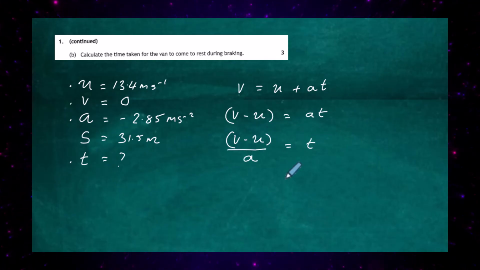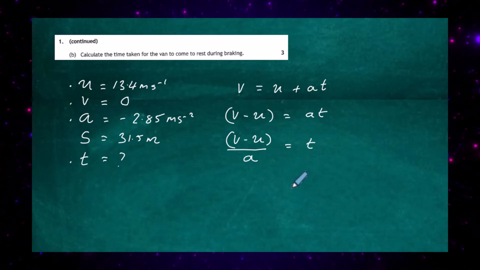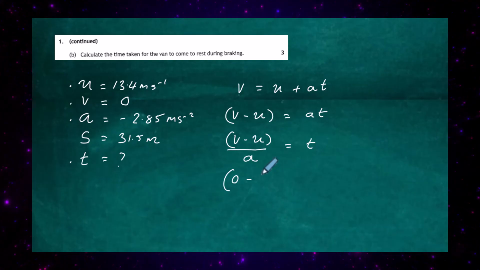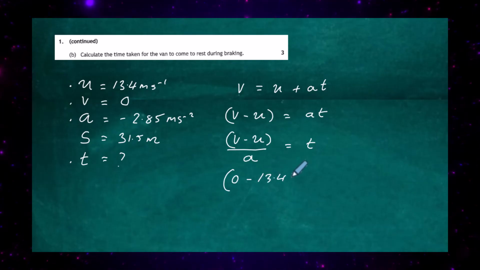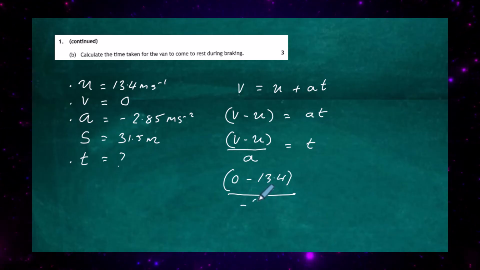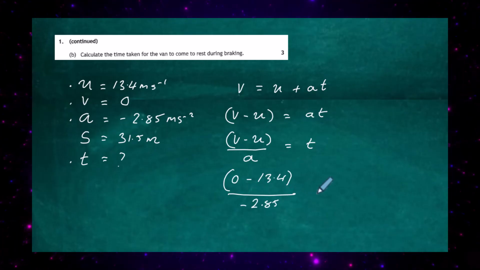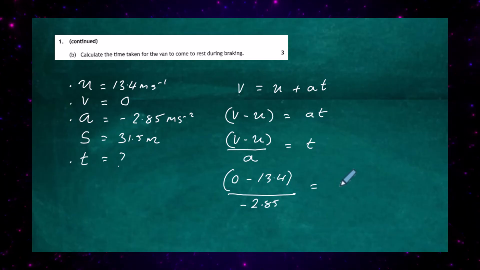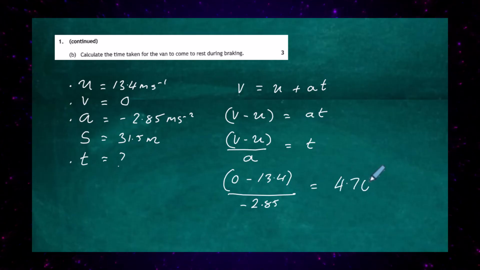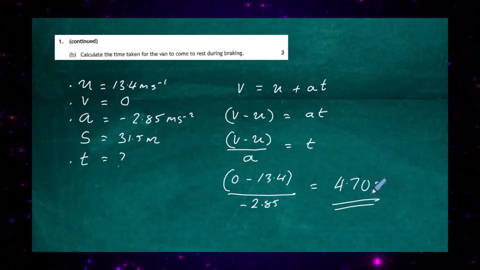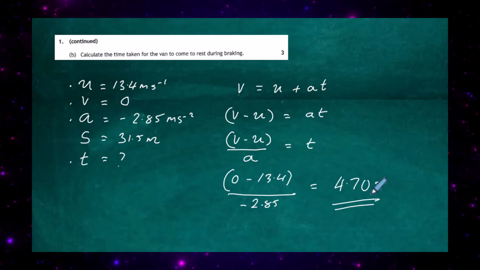So we put in the values: the final velocity, 0, take away 13.4, divided by the acceleration, minus 2.85. We put that into the calculator and out comes 4.70 seconds. Keep it to 3 significant figures, as we've done all the way through our calculations. So the van takes 4.70 seconds to come to a halt.